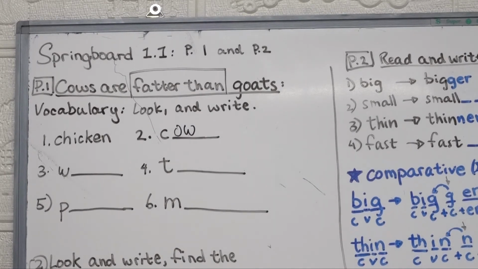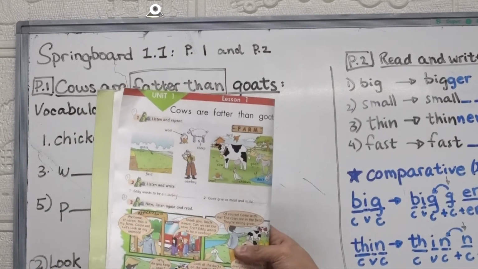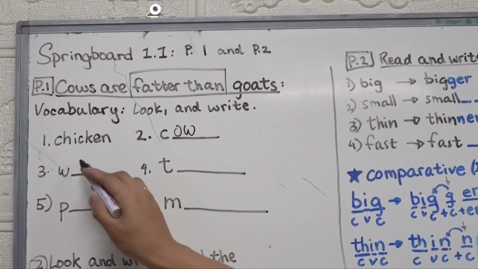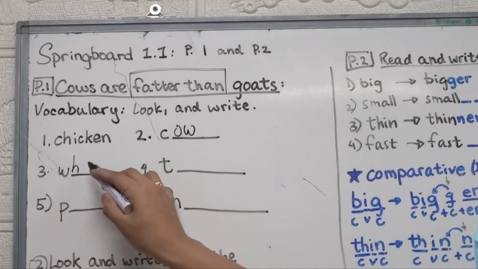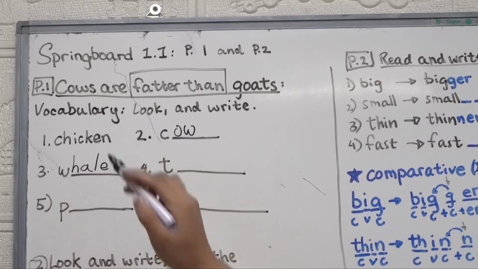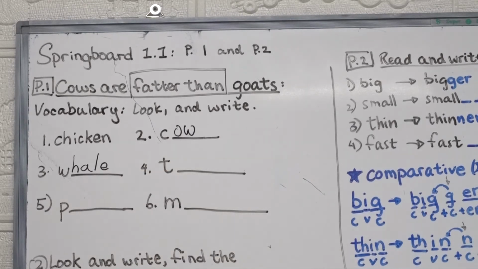If you don't know how to spell cow, you can go to the book, page 4. But I think it's so easy, right? Cow, C-O-W. Next one, question number 3. What animal is that? Whale. Okay, how do we spell whale? W-H-A-L-E. Okay, there's an H there. Whale. W-H-A-L-E.